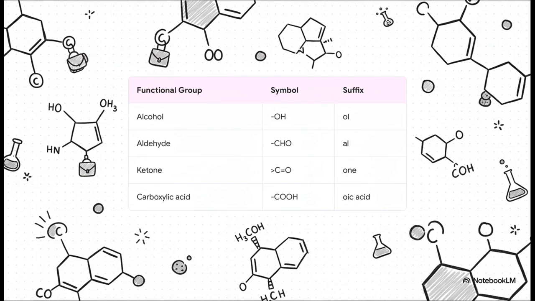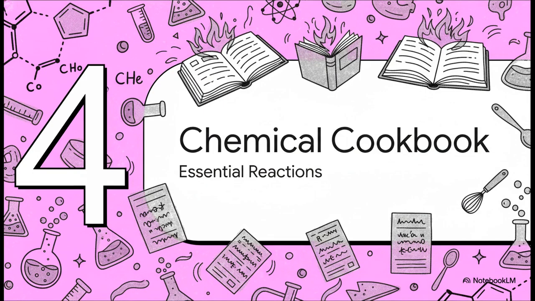For example, if you tack on an OH group, boom, you've got an alcohol. If you add a COOH group instead, you've just made a carboxylic acid. This table just shows a few examples, but each one of these groups completely changes how the compound is going to behave. So once we have all these different compounds with their various functional groups, the real fun begins.